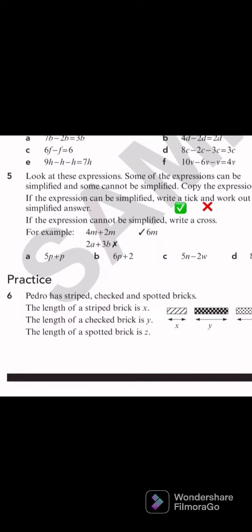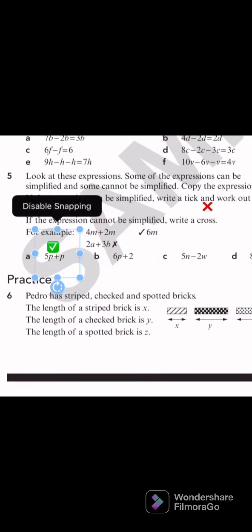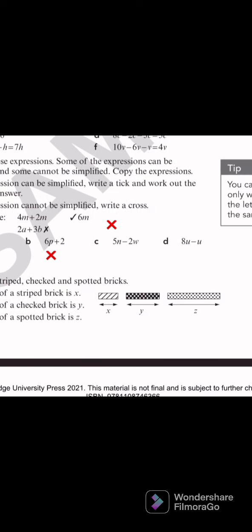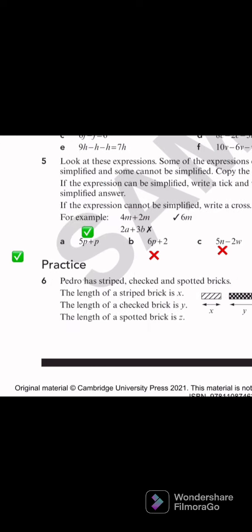For example, 5b plus b. Those are like terms, so it can be simplified to 6b. 5b plus 2, no, it has 2 different terms. 5n minus 2w, also 2 different terms. So it cannot be simplified. 18 minus u, it cannot be.